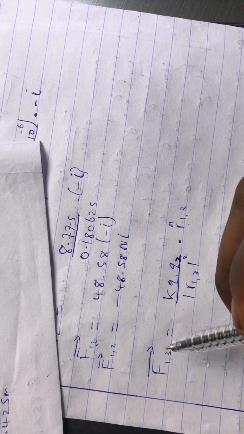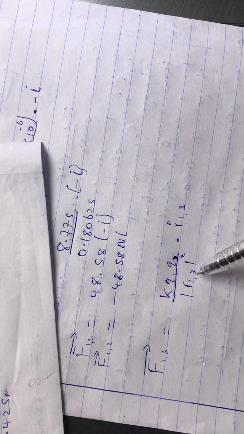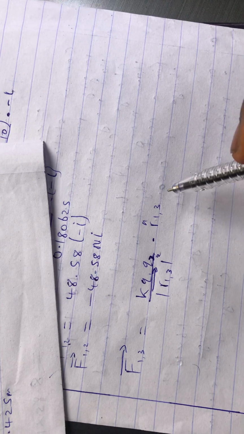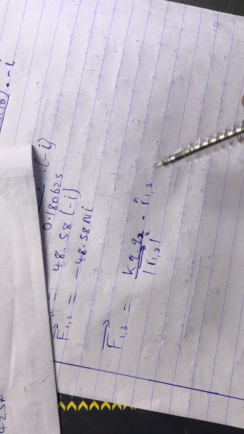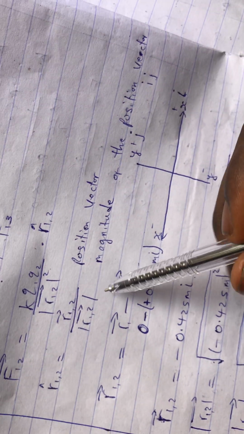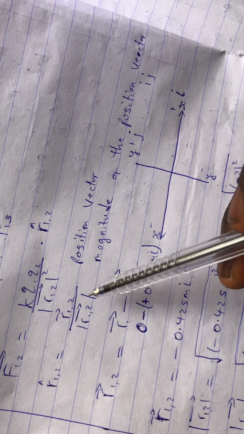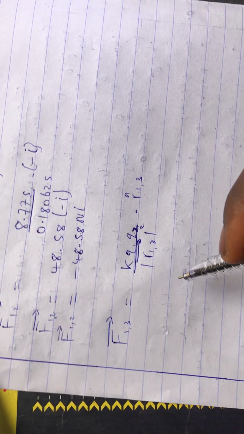You can see you are finding the force on charge 1 and 3. That will be Q1 and Q3 divided by your magnitude R1 and 3, times your unit vector R1 and 3. I told you guys the first thing is to find your unit vector. And what is your unit vector? It's actually the position divided by your magnitude. Now let's first find our position for this particular one.